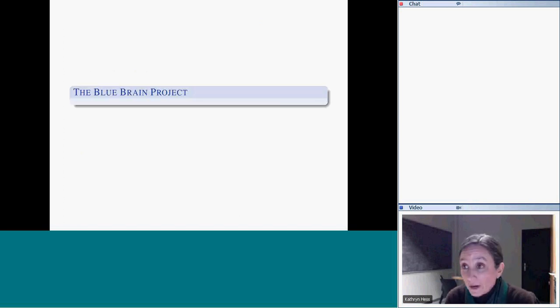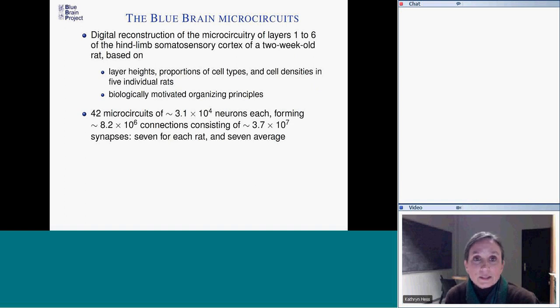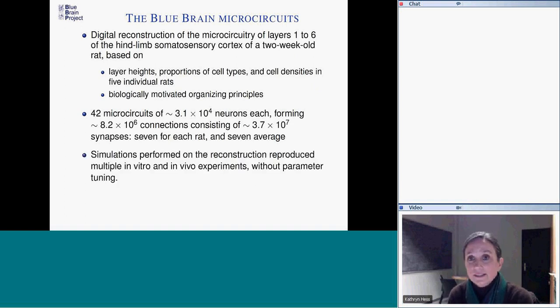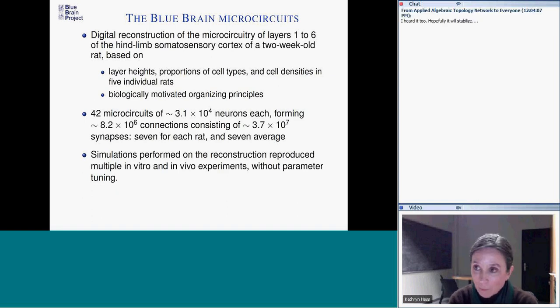I'll start by explaining something about what the Blue Brain project is and what's involved in this particular reconstruction, and then talk about the kind of analysis that we've done of the simulations that have been produced by the Blue Brain project. So what this project is doing is making a computer reconstruction of a very small part of the cortex of a rat, to try to figure out all the very complicated connections that there will be in this microcircuit.